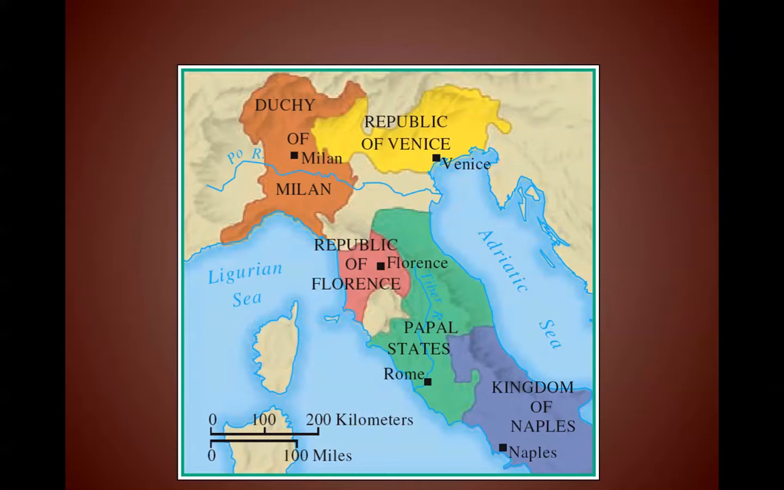So all these independent states, most of these cities made their way by trade. This is also the beginning of the era of exploration, right? This is also the period of Christopher Columbus, who will be part of Genoa, sort of over here to the western part of Italy.